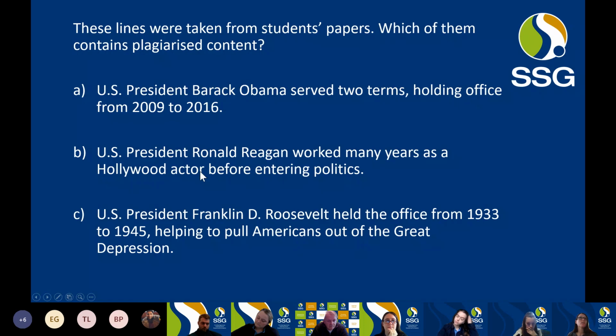Okay, so which of those lines do you think might have contained plagiarised content? Very true, Gemma. No. Okay, so it is actually none, and that's because they are all just generally accepted facts, so they're common knowledge, and they wouldn't be attributed to a specific source.